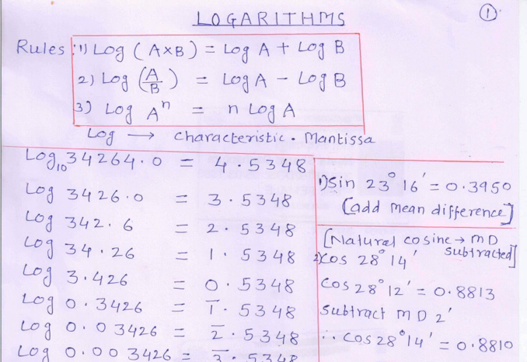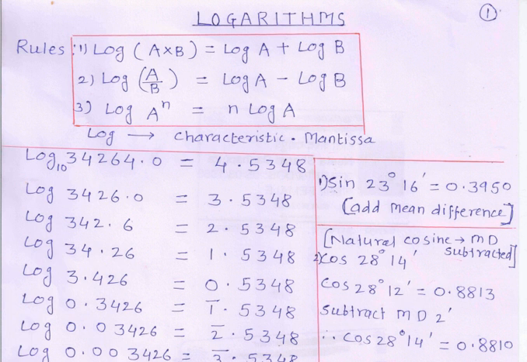What is the difference between the two? The number of digits in the first number is 4, and here the number of digits before the decimal point is 3. So the characteristic is 3 in that case, and here the characteristic is 2. The Mantissa part will be the same because the digits of the number have not changed.